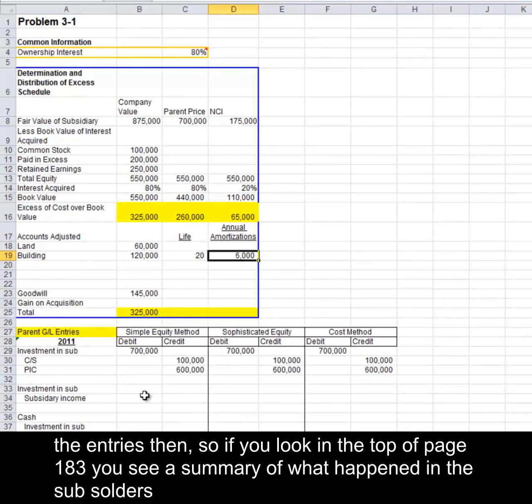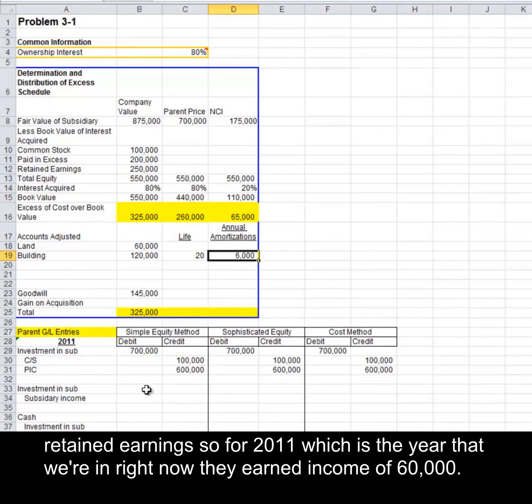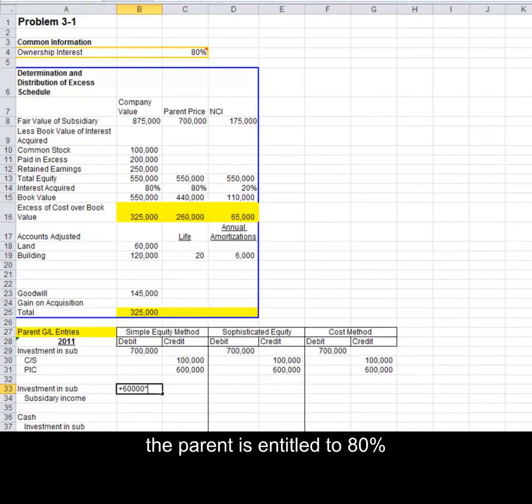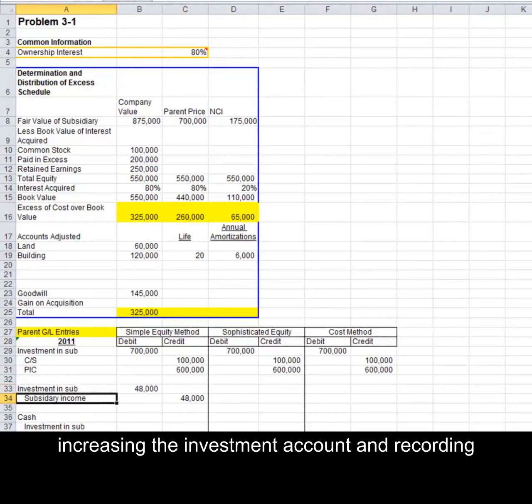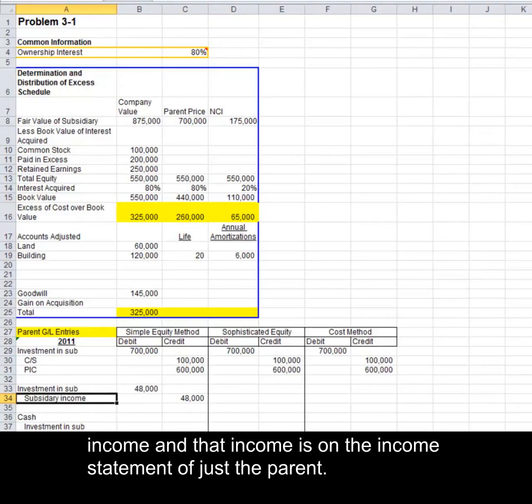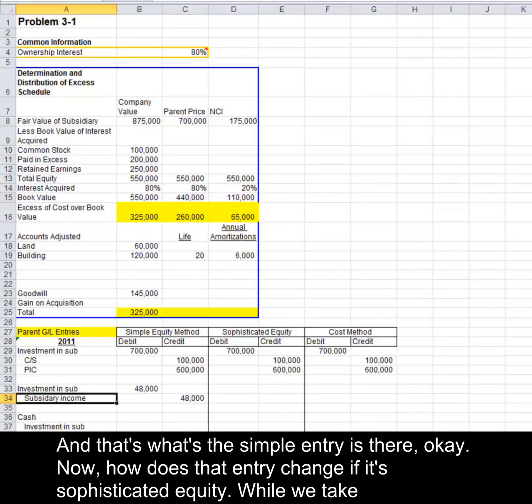So if you look at the top of page 183, you see a summary of what happened in the sub Sauter's retained earnings. So for 2011, which is the year that we're in right now, they earned income of $60,000. Well, of that $60,000, the parent is entitled to 80%. So we're going to record an entry on the parent's general ledger, increasing the investment account and recording income, and that income is on the income statement of just the parent. And that's the simple entry there.